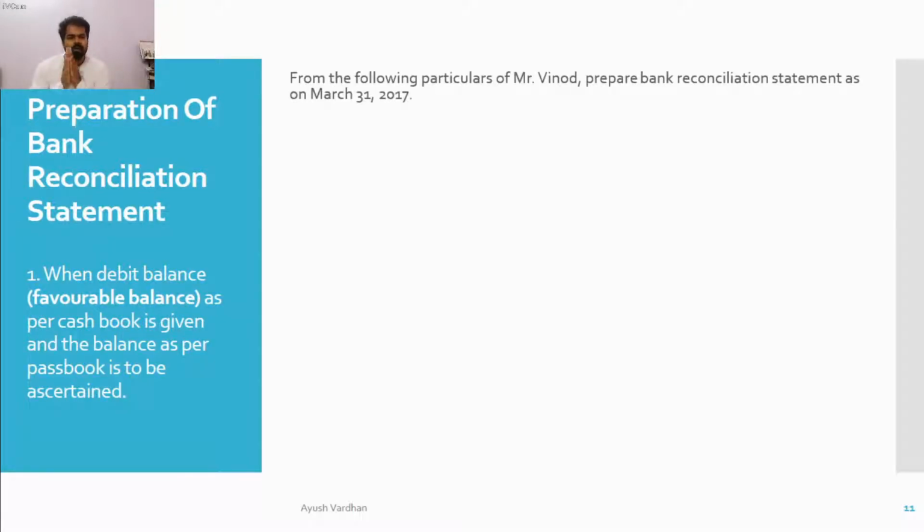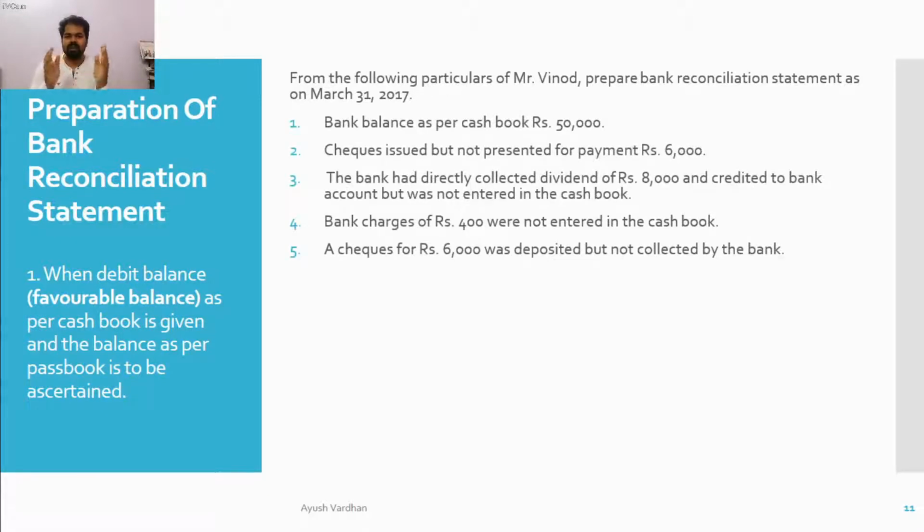The question here is: Mr. Vinod wants to make the BRC on 31st March. So here 31st March 2017 is given as the deadline, and then we will see the entries. What are the entries that Mr. Vinod has made? So here it is showing bank balance as per cash book is 50,000, and check issued but not presented in the bank, that is of 6,000. Okay, so these are a few entries that have been shown here, made by Mr. Vinod. So now we see how we make the BRC statement for this.